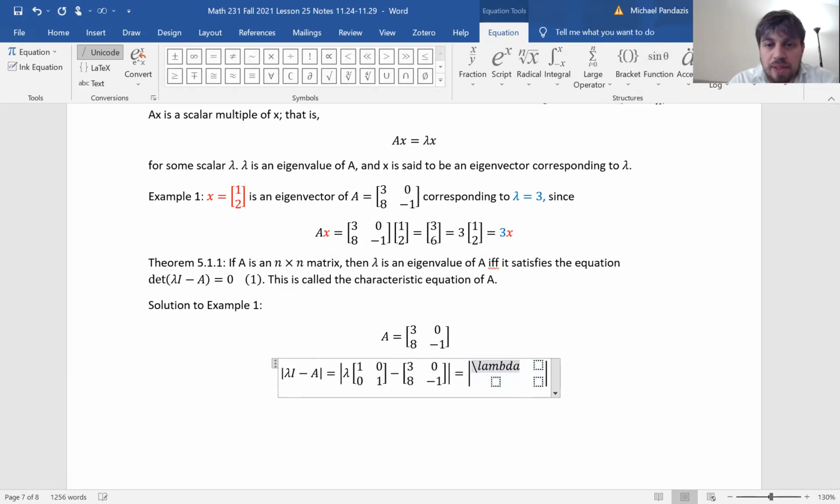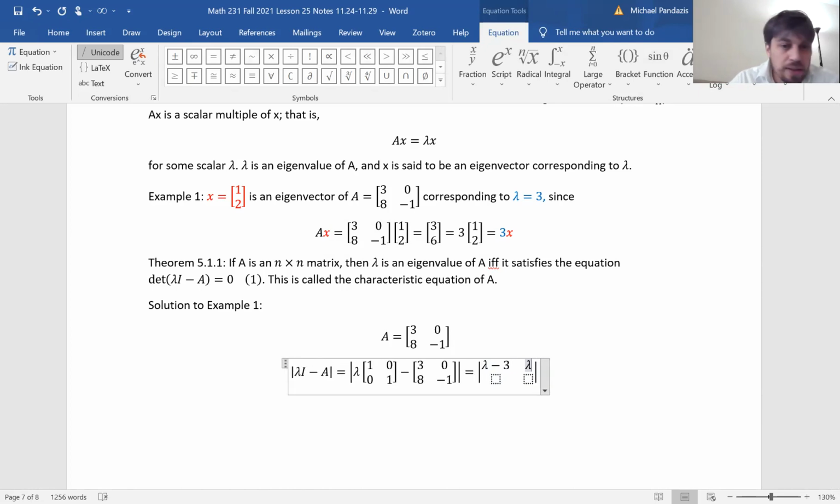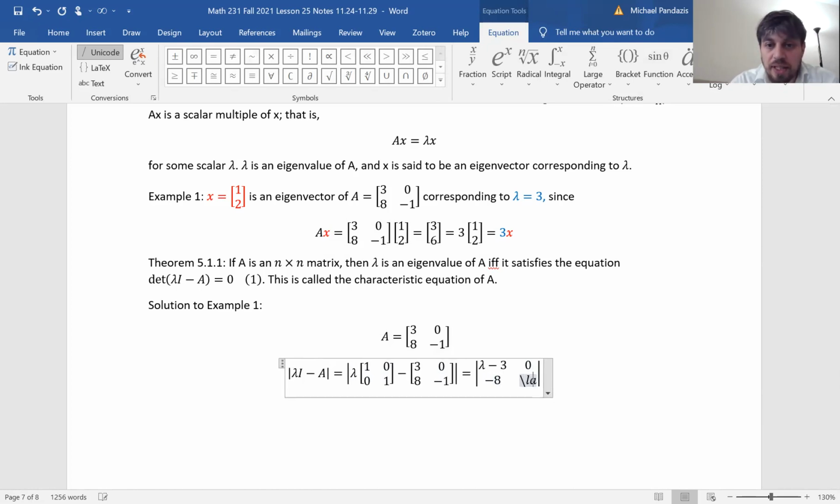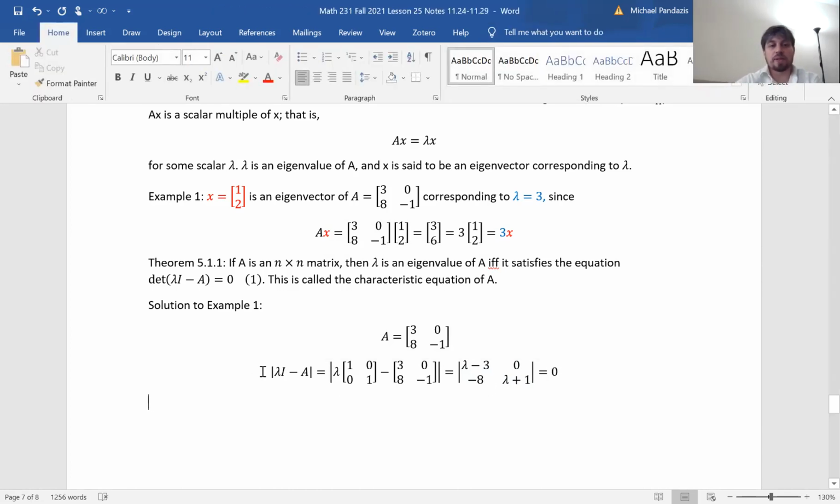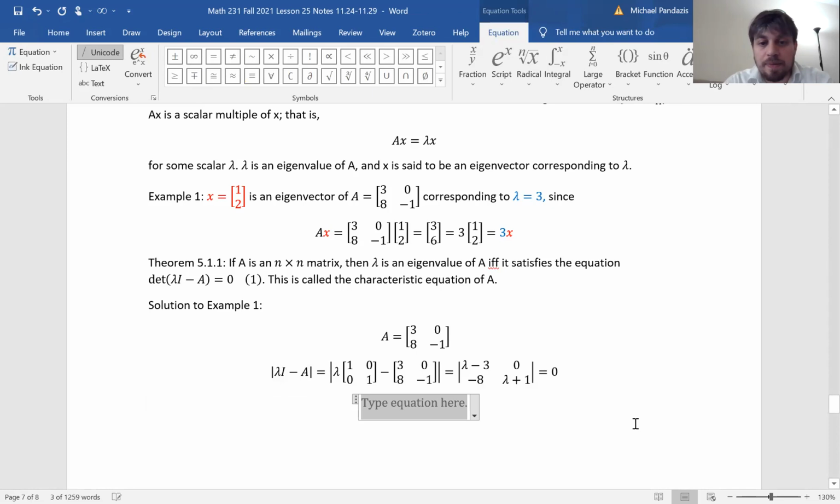So here you have lambda minus 3. Here you have lambda times 0, which is 0, minus 0, which is 0. Here you have negative 8. And here you have lambda plus 1. You take the determinant of that matrix and set it equal to 0, because you're solving the equation determinant of lambda I minus A equals 0. And you want to solve that equation.